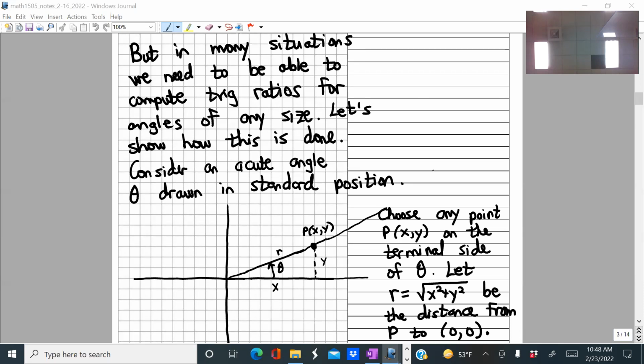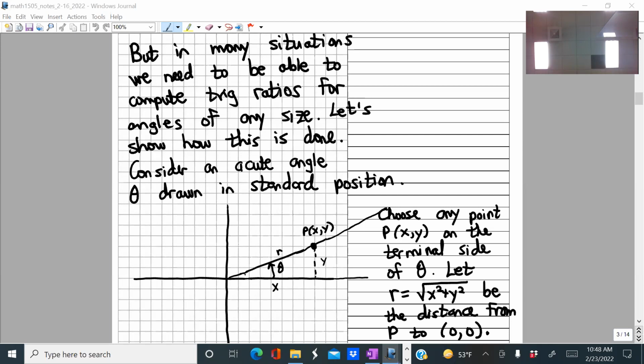All right, so here's this angle theta. It's an acute angle, so it's between 0 and 90 degrees. I don't know how big it is. And notice I've drawn this in standard position. Standard position means the initial side of the angle is along the x-axis, and then the terminal side of the angle is somewhere else. In this case, it's in the first quadrant because this angle is between 0 and 90 degrees.